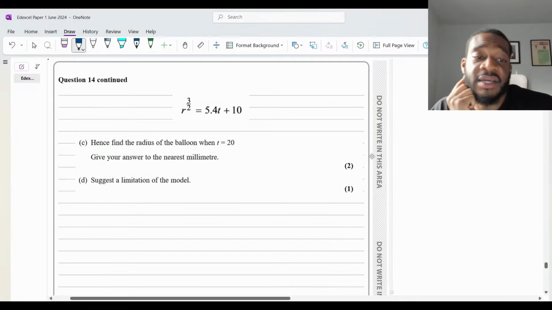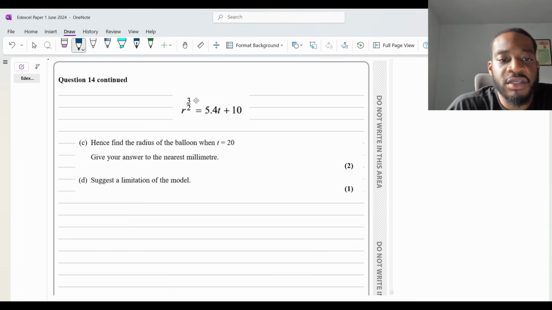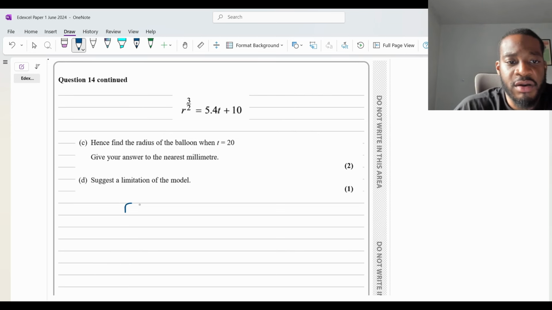Okay, so part C. It says, hence find the radius of the balloon when t equals 20. Give your answer to the nearest millimeter for 2 marks. So this is just a matter of substituting 20 into the formula. So r to the 3 over 2 is going to equal 5.4 times 20 plus 10. That's literally all you're doing.